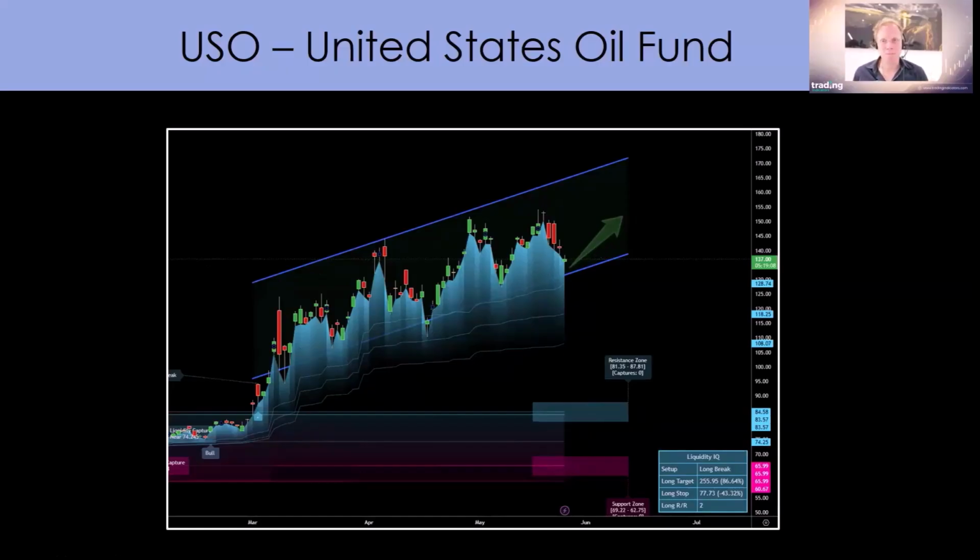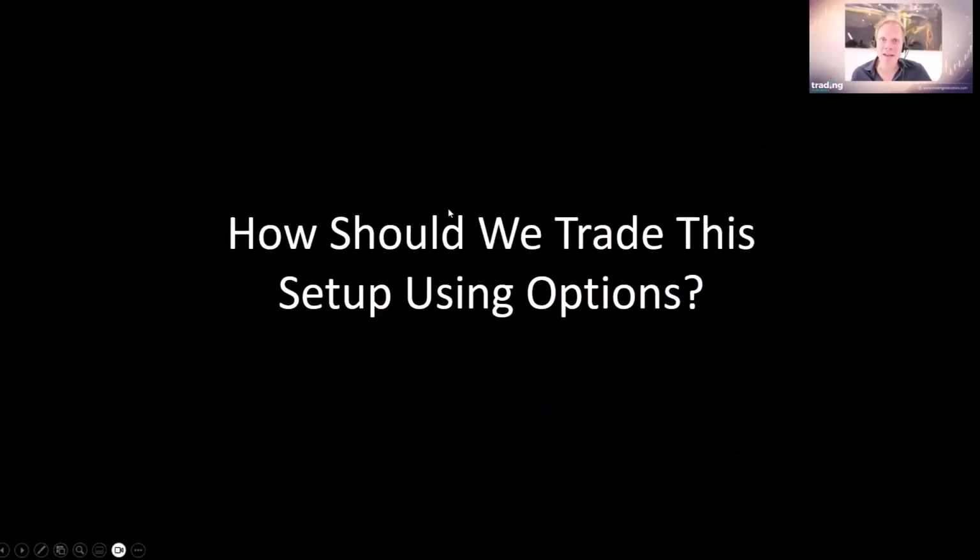But the question is, how should we trade it? And in particular today, how could we or should we trade this with options? Because there's some distinct advantages and disadvantages depending on which options strategy you are using. So how can we trade this setup using options? Let's explore this a little bit together.